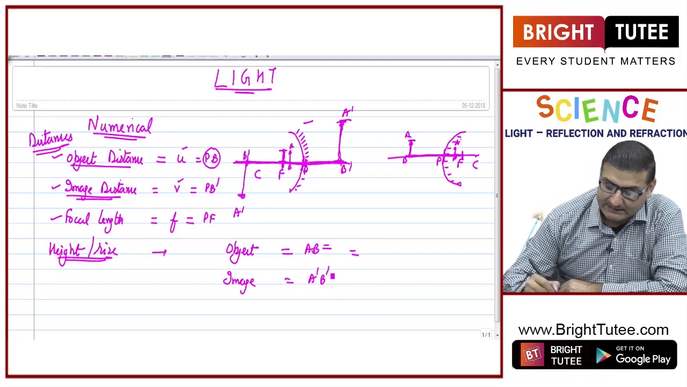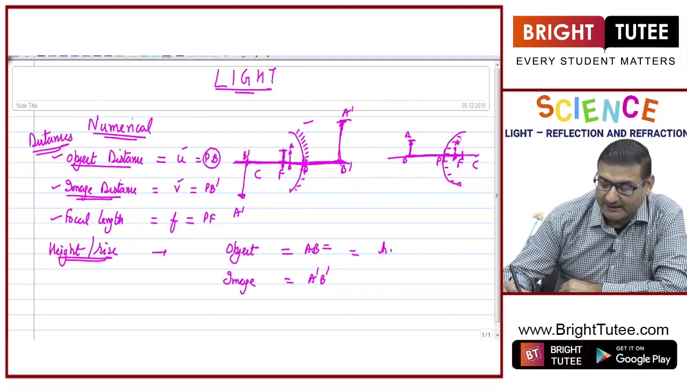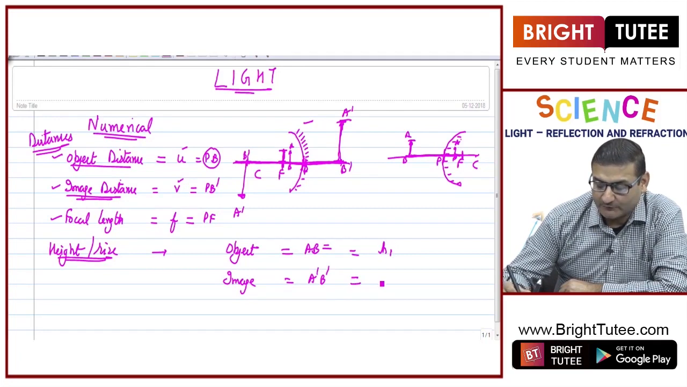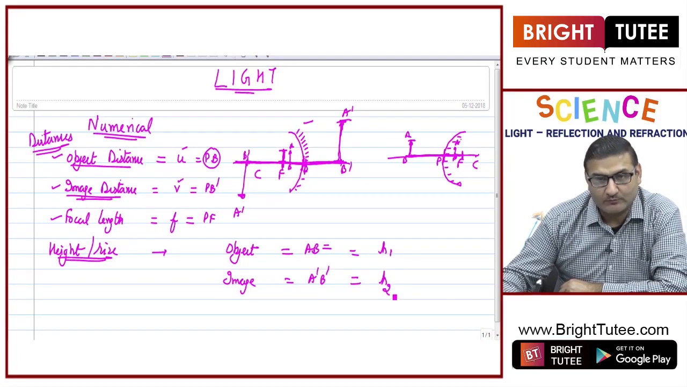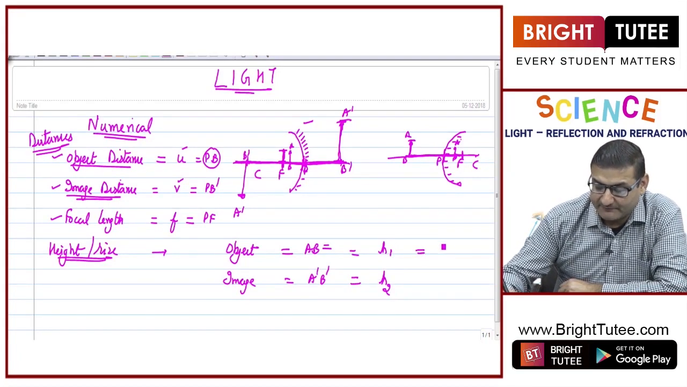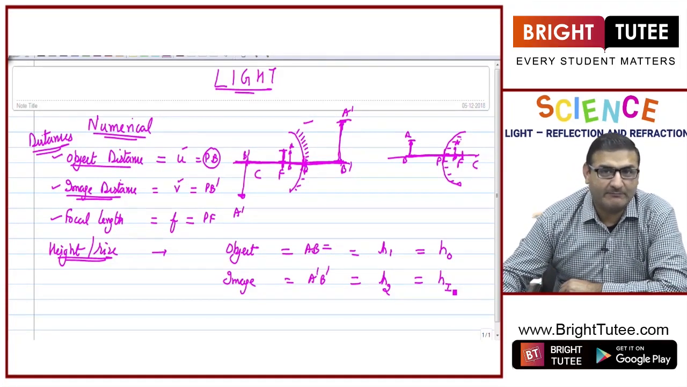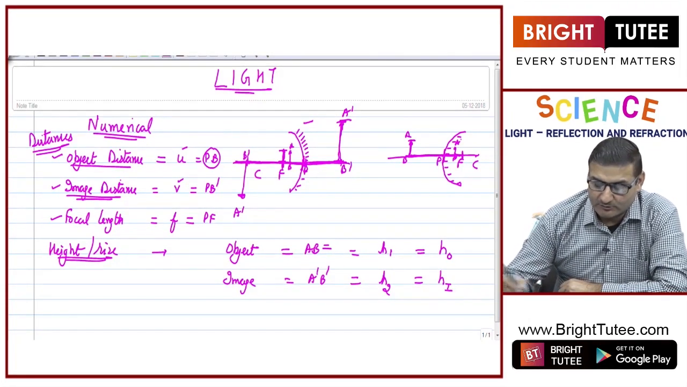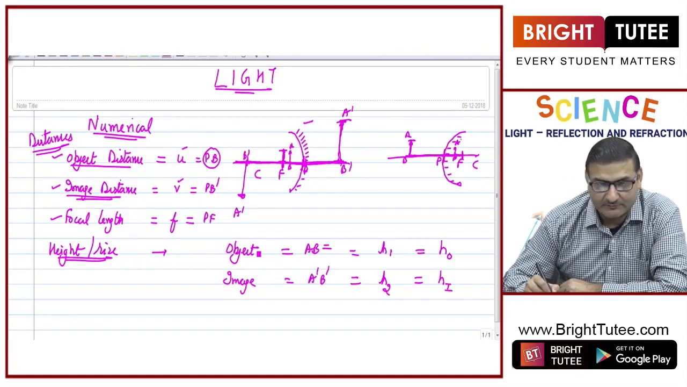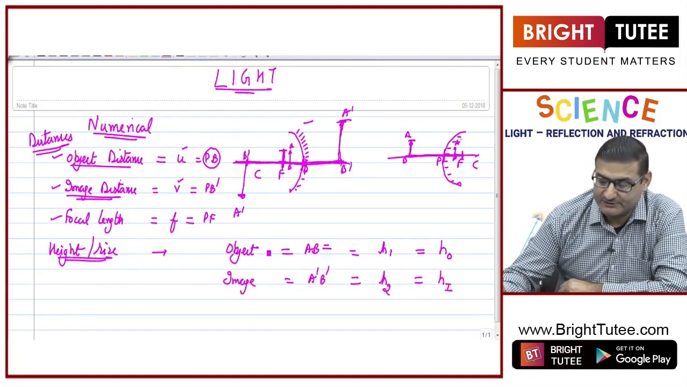We can express the height of the object to be h1 and height of image to be h2. Some students prefer it this way: height of object is expressed as HO and height of image is expressed as HI. Either of the two you can take, both are fine. Alright, so this is the height or size of object and height or size of image.